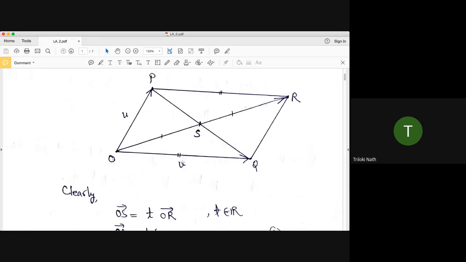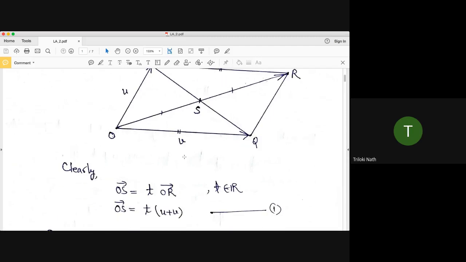So clearly, what about OR? Then by parallelogram law, OR is the resultant vector, which is the sum of these two, U and V, right? This is the vector OP plus PR, which is OR by the triangle rule. Or just follow the parallelogram rule. The sum of the vectors U plus V will be represented by that diagonal which passes through the point where the vectors U and V are acting. So that's why OR is the resultant vector of the sum of these two vectors U and V.